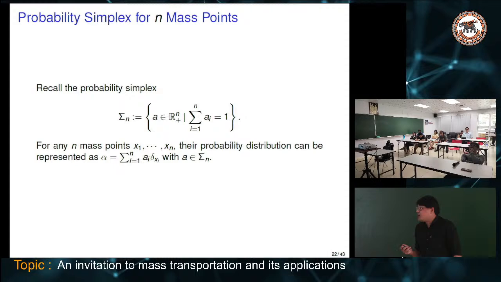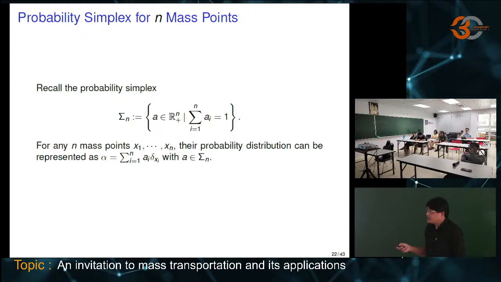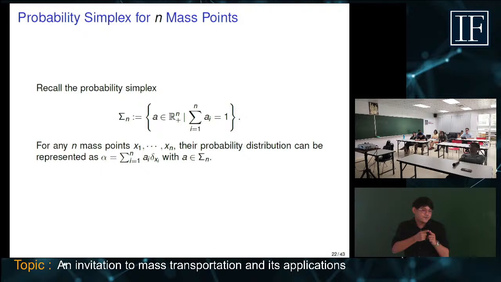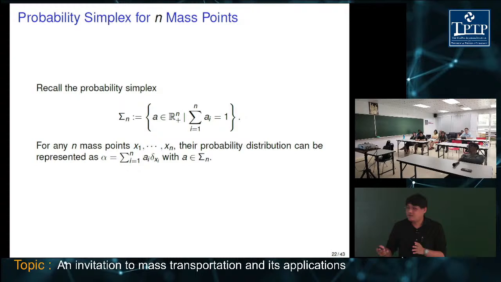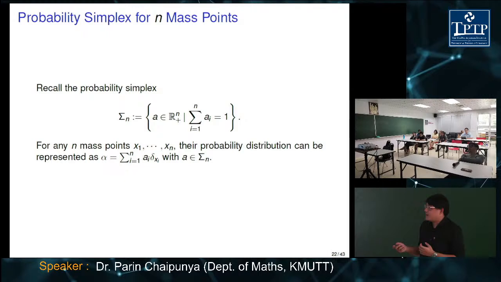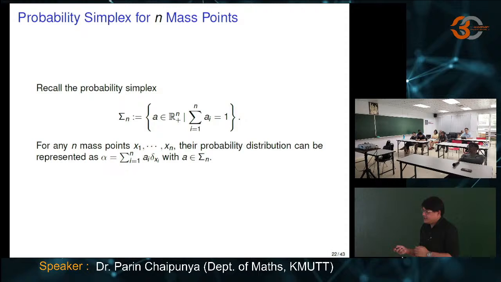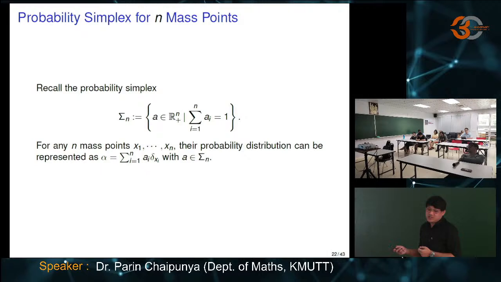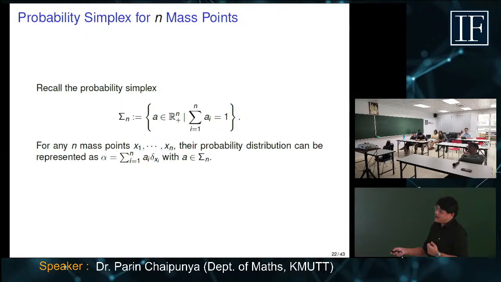Before we go into more details, we recall that the probability simplex Sigma_n is defined to be this one. It is the vector for which each of the entries is nonnegative and sums up to one. So if you have a1, a2, a3, and so on up to an, you can consider each ai as the probability assigned to the mass point xi. In general, we can represent any probability distribution of finite mass points by using this summation. Please do not confuse this Sigma_n, which is the probability simplex, with this summation. Actually, they are of slightly different fonts.